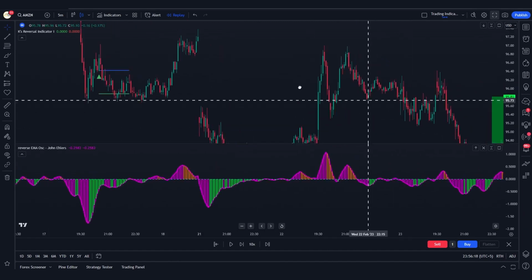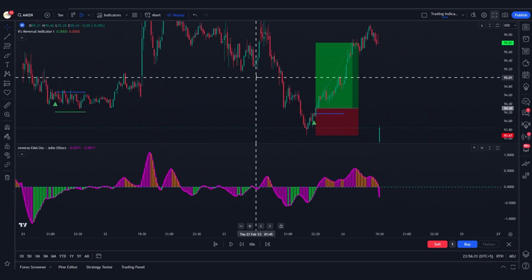So this is how you can take long and short positions using this strategy. I hope you were able to understand how this strategy works.